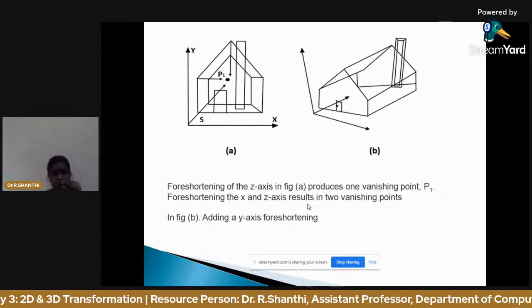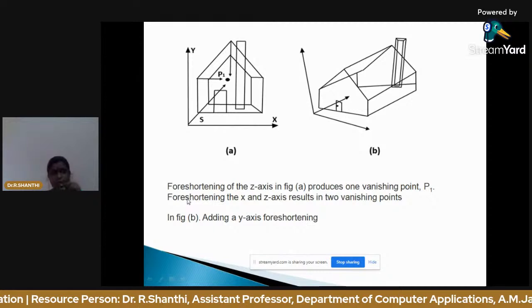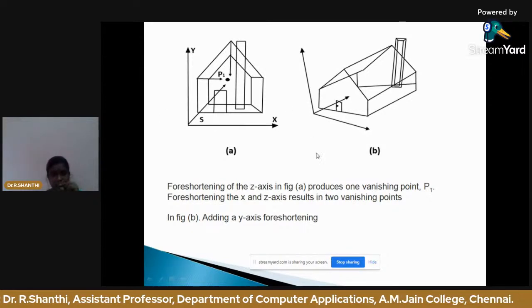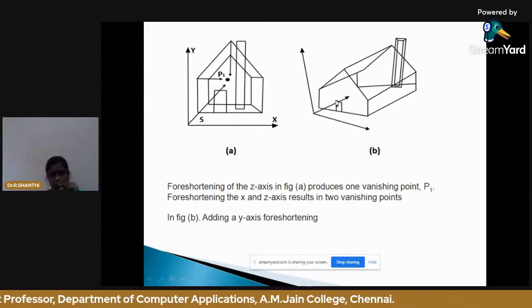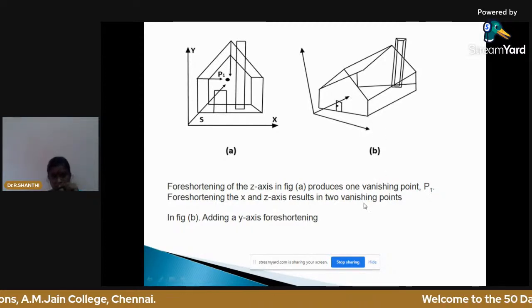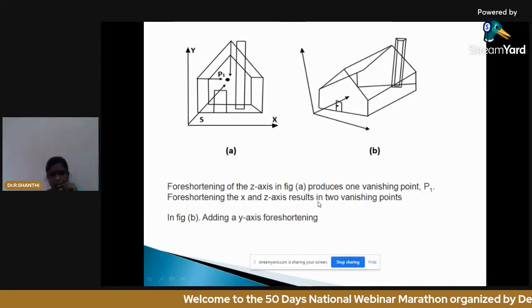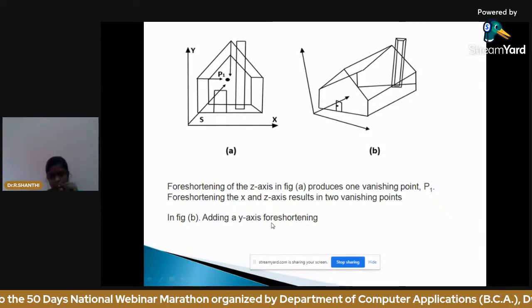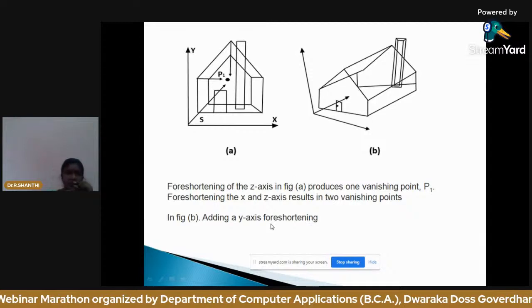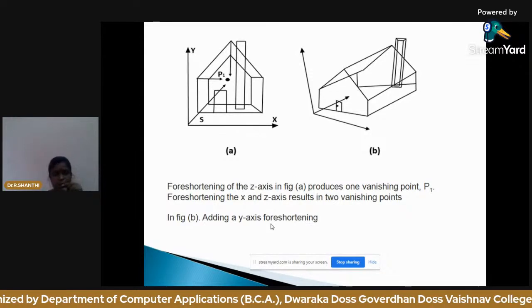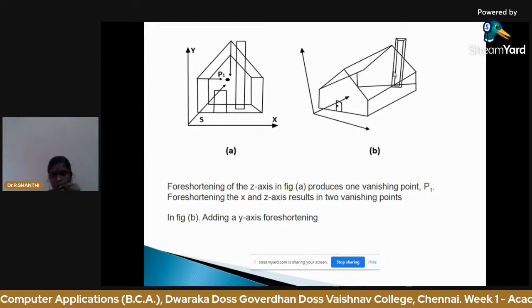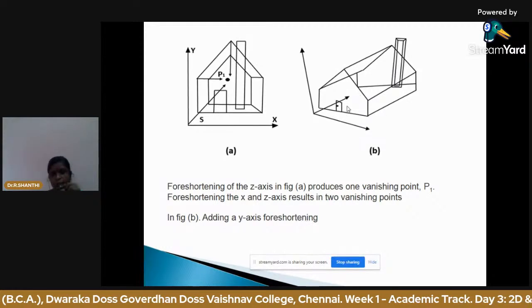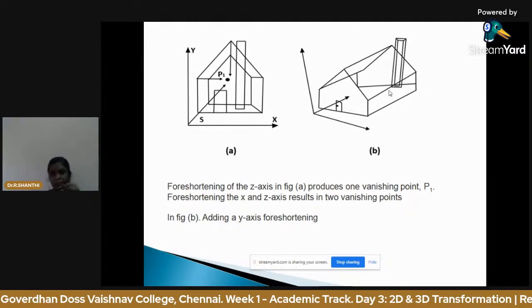Foreshortening, as I said, means the object seems to look very small when the distance increases. This is your foreshortening. The first diagram is an example for the vanishing point. Then x and y axis, two vanishing points are there. See, the x and y plane is there. In the previous cases you have seen, right? Because you have considered 3D, you get two vanishing points. So foreshortening, what do you mean by foreshortening? The object seems to look much smaller, but actually it is not like that.